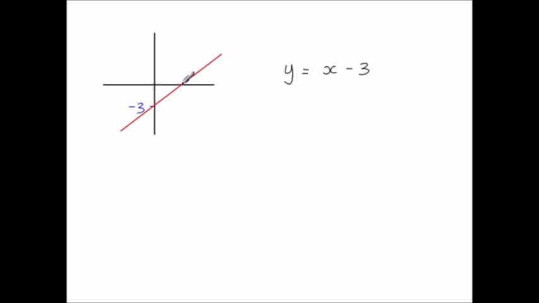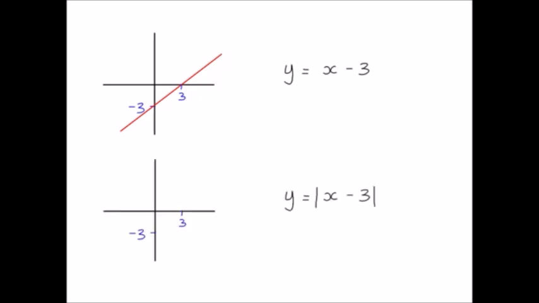And it's always a good idea to write down coordinates for the points of intersection between your graph and the coordinate axes. So that's going to be 3.